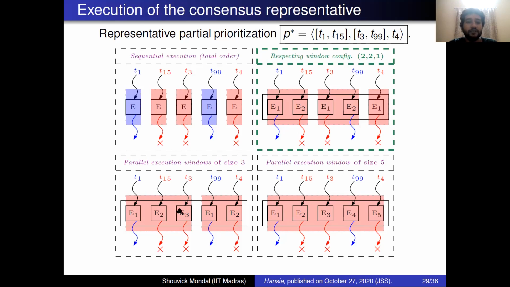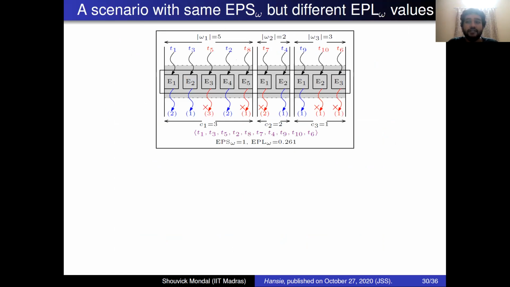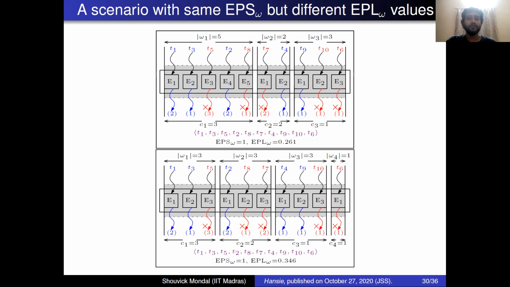So the EPS value with validation windows will be 1. Here we don't have that because this is not the optimal position. The optimal position would be 1, 2, 3. Here it is 2, 3, and 5. Position here is the parallel position, the position of the window. We see that there are load imbalances even if we have the same EPS value.